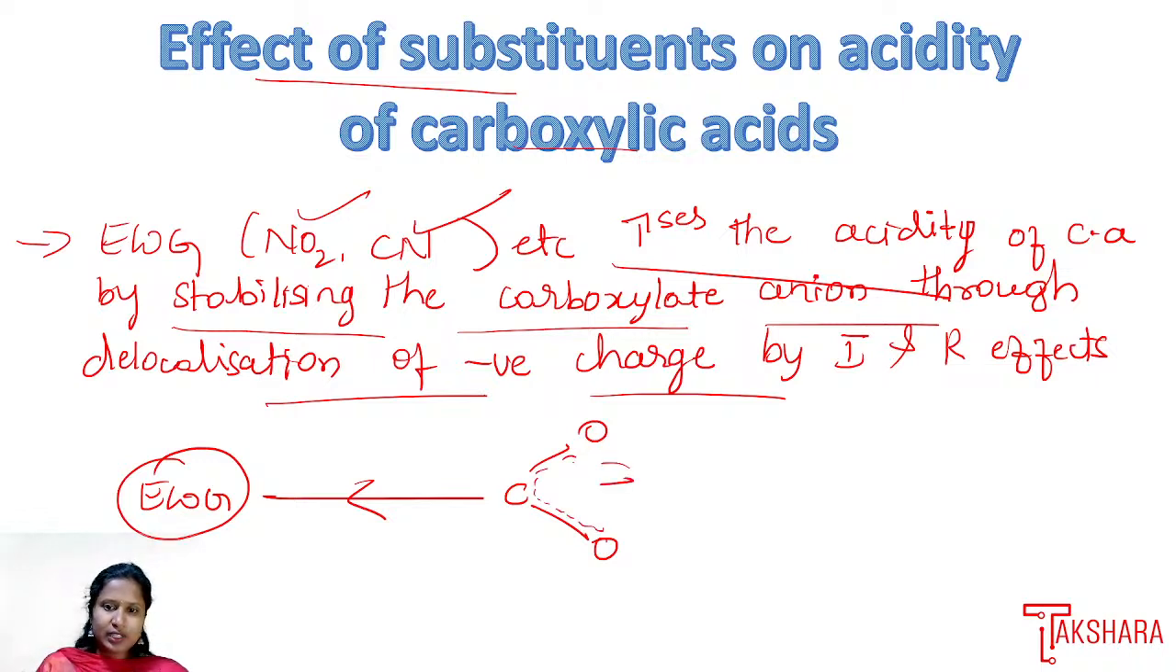We get the resonating structure like this. Okay, so this is going to stabilize the carboxylate ion and keeps strengthening the acid. Okay, so next let us come to the electron donating groups. So what is the next case we take? Electron donating groups.